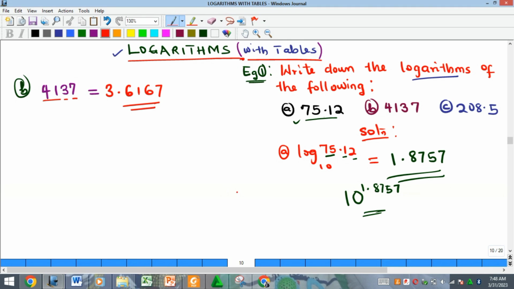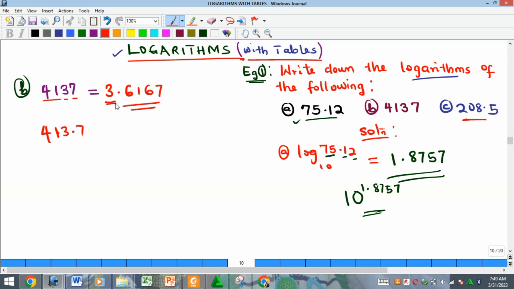So like I said, I will allow you to take on this other one. So what's going to be the logarithm of this? Try to do that. Meanwhile, please take note that let's take it that there is a decimal point maybe somewhere here for 413.7. It is still going to give you the same mantissa.